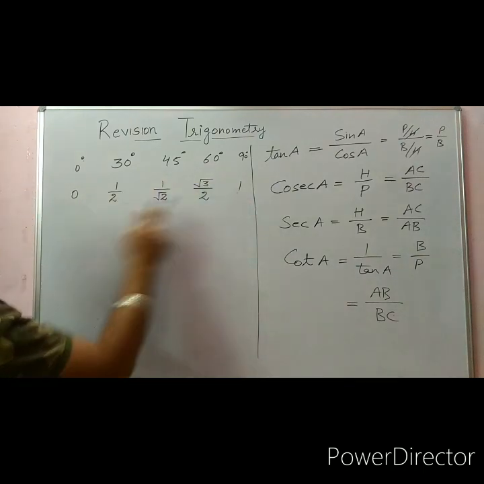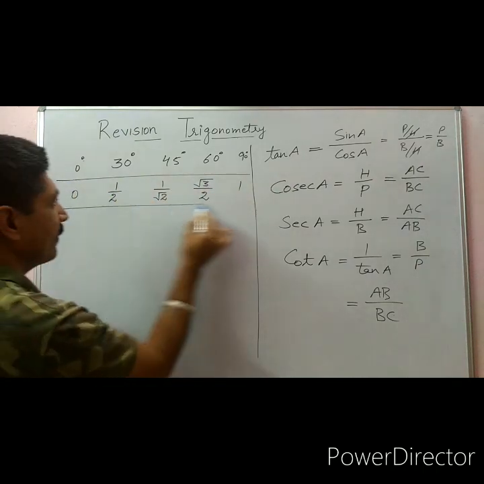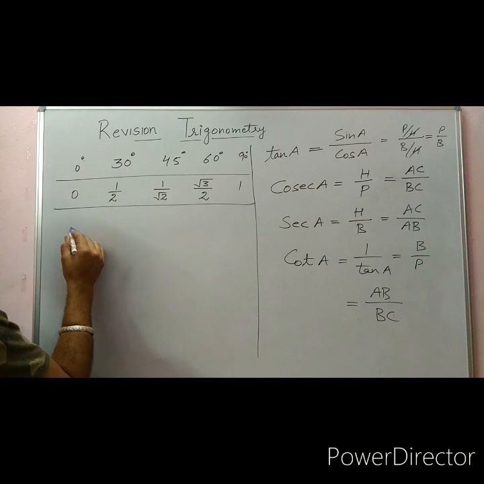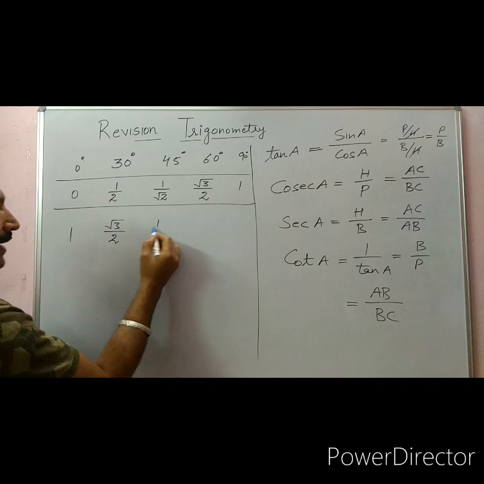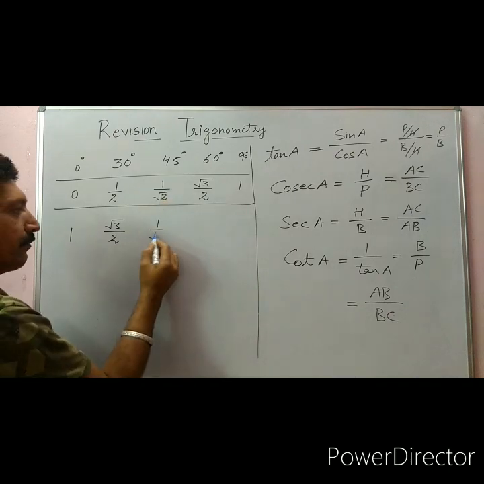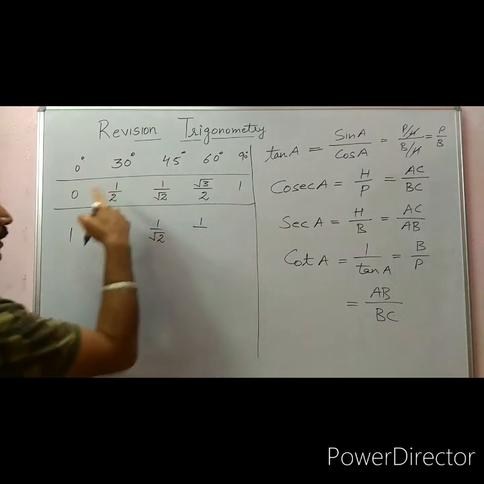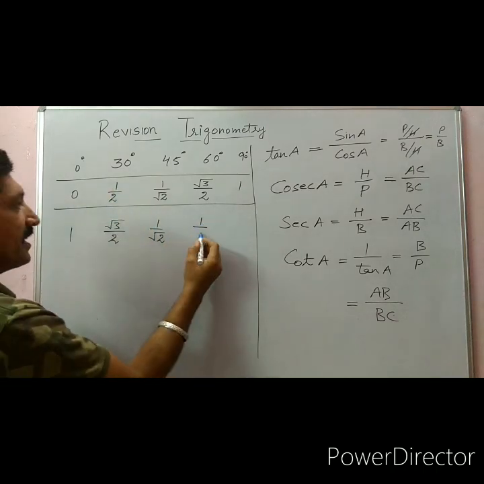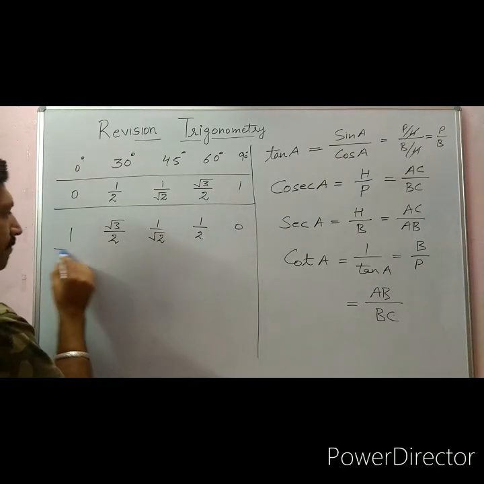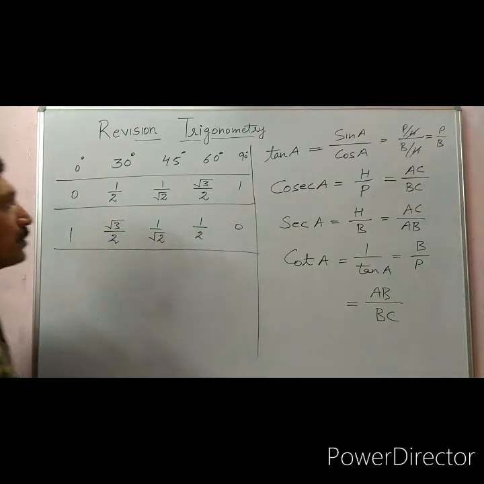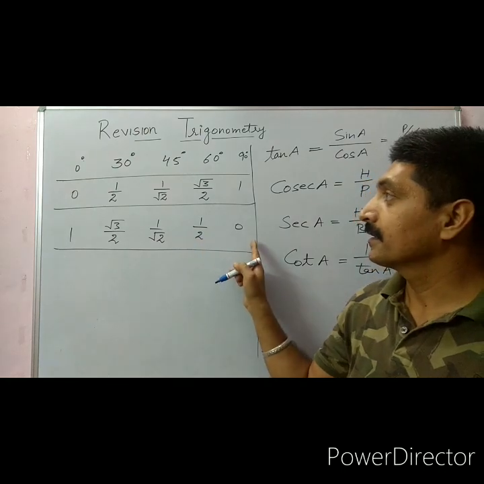If we take the reverse process, this is for the sine. Cosine of 0 is 1. Sine 45 and cosine 45 are the same value. And here we have the value of cosine of 60, that is again 1 by 2. And here it is 0. So these are the values of specific angles for cosine.